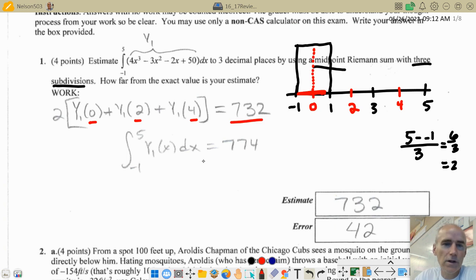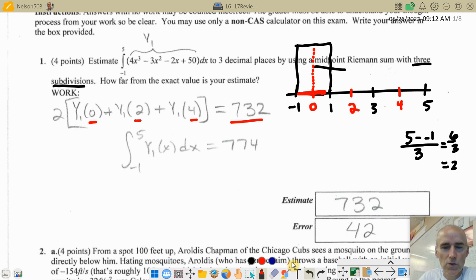The definite integral I just calculated on my calculator. It doesn't say in here that I need to. I mean, it does say show work, but I think the Riemann sum is enough work, and then my setup for my integral is enough work. So I think it'd be okay if you just set up your integral, and then that's that answer. So what's the difference between those two? It's 42. So the error of our Riemann approximation is 42 off of the actual area of 774, right?